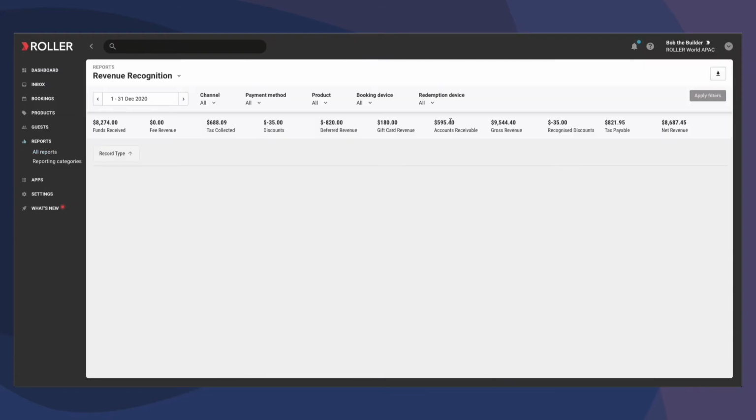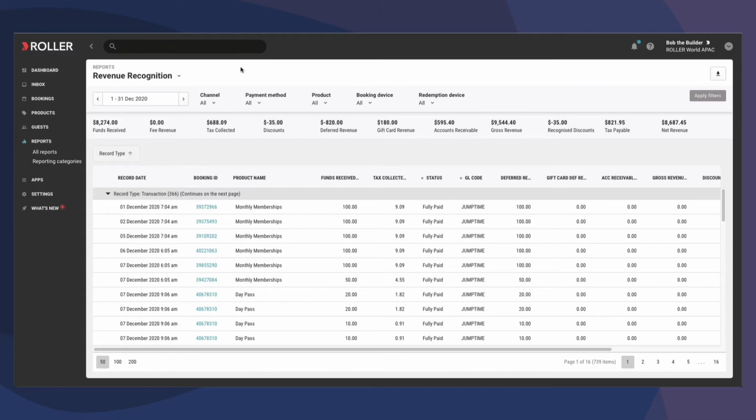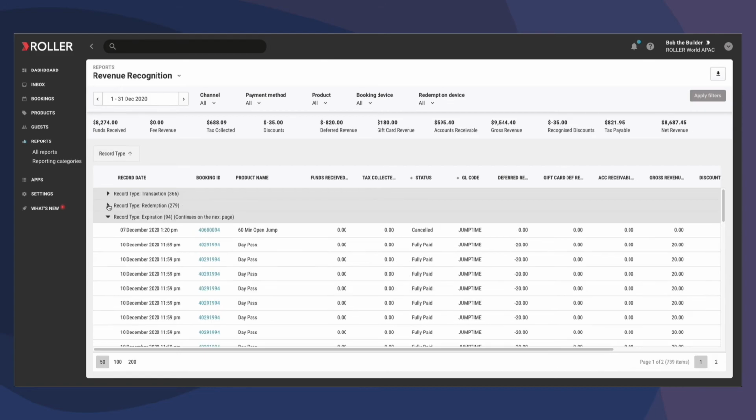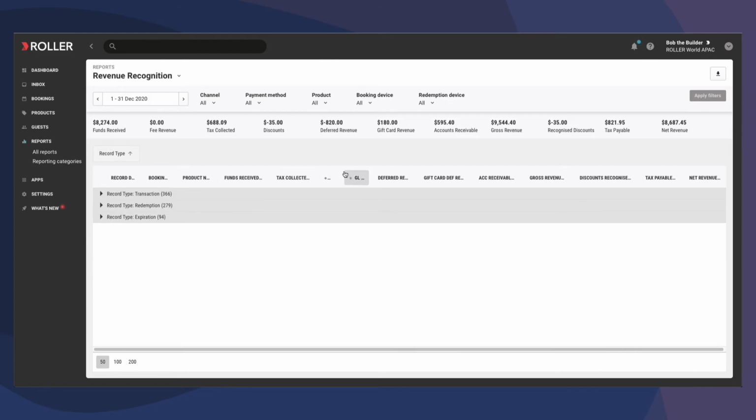If you want to dive deeper into the summarized revenue data in both the trial balance report and ledger summary report, then you will need to utilize the revenue recognition report. This report has 3 entry types: a transaction entry when the money is received for a ticket and becomes deferred revenue, a redemption entry or expiration entry when the ticket is either redeemed or expired and the revenue becomes recognized for that ticket. Data in this report will reconcile against what you see in the trial balance report and ledger summary reports.